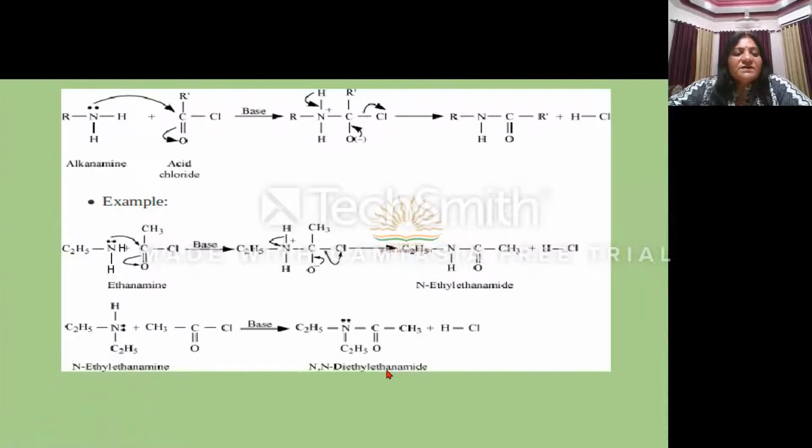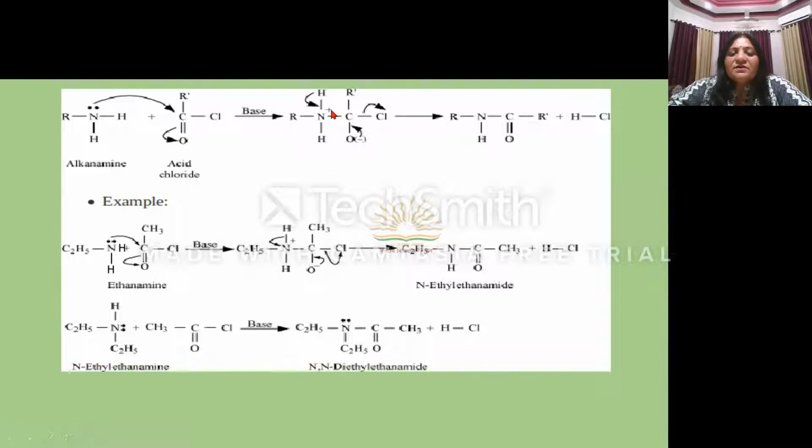Here, the primary amine, 1 degree amine, reacts with RCOCl, an acyl halide. This is the nucleophilic center. These pi electrons move to the oxygen atom. It will acquire a negative charge and this carbon will acquire a positive charge. So these electrons will shift here, and there is a positive charge on the nitrogen atom.